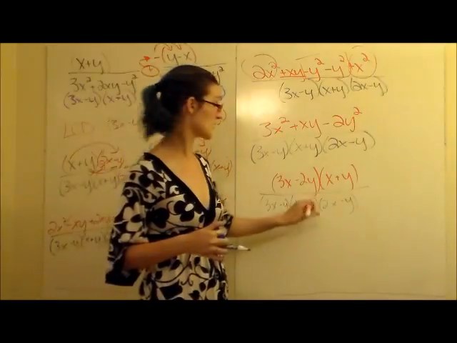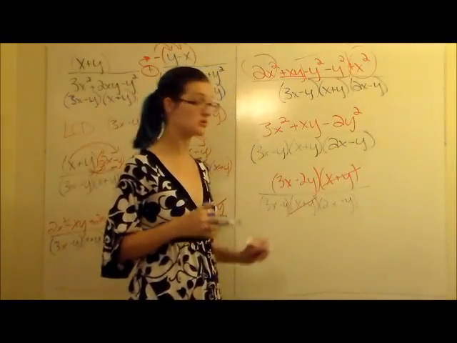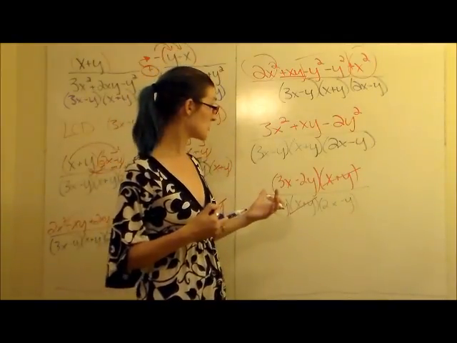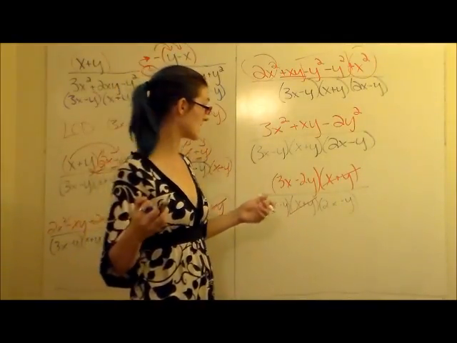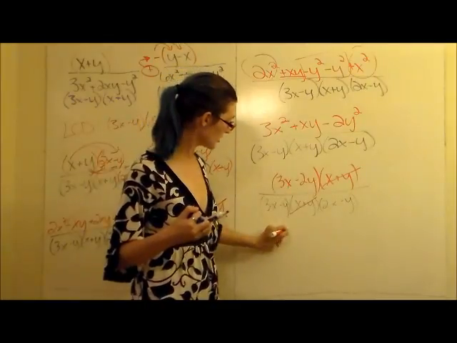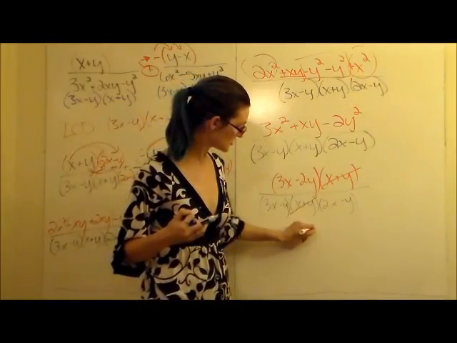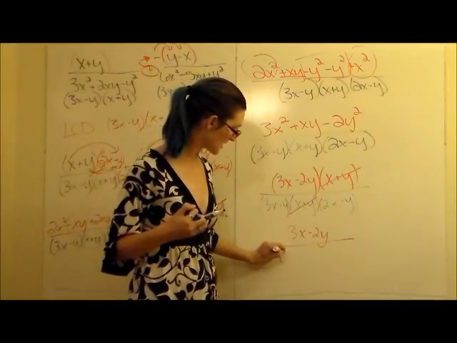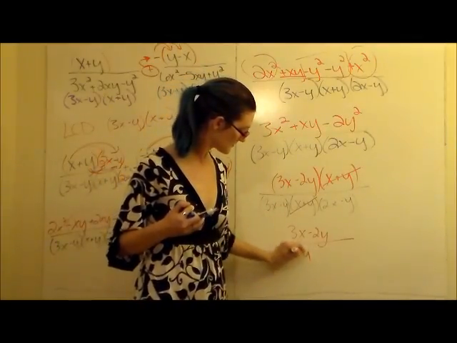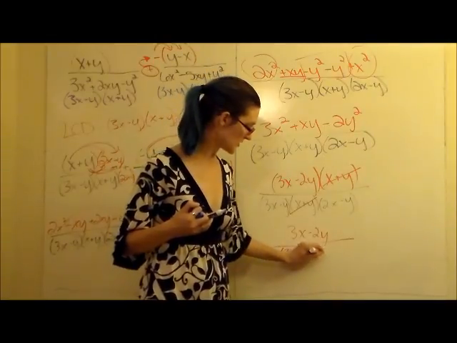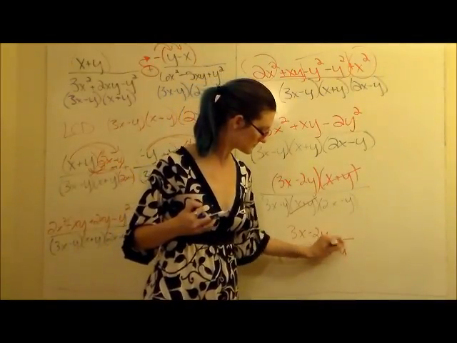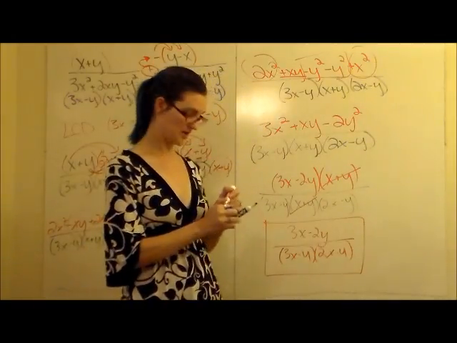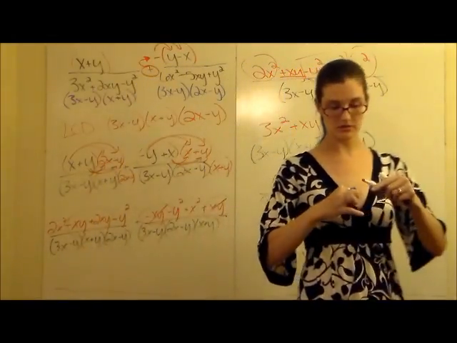I do have an x plus y in the denominator, so those two could reduce because anything divided by itself is 1. So it can pretty much go away because 1 times anything is anything. And the numerator would be left with 3x minus 2y. In the denominator, we're left with 3x minus y and 2x minus y. That would be your answer. I cannot reduce any more.